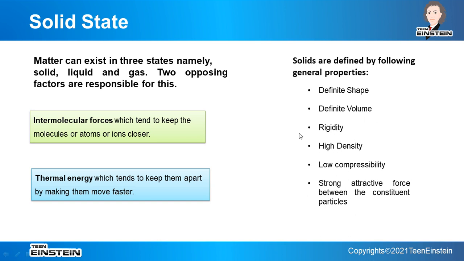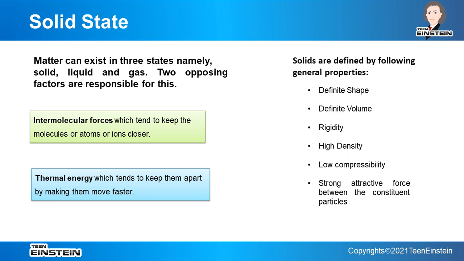Then rigidity. That is, the atoms, molecules or ions present in solid remain at fixed positions, and they can only vibrate when temperature is high, keeping the mean position fixed. Fine. So their position is fixed, so that is why they are rigid. Then high density, that is mass per unit volume, that value will be very high compared to liquid and gas. And low compressibility, so we cannot compress it at all.